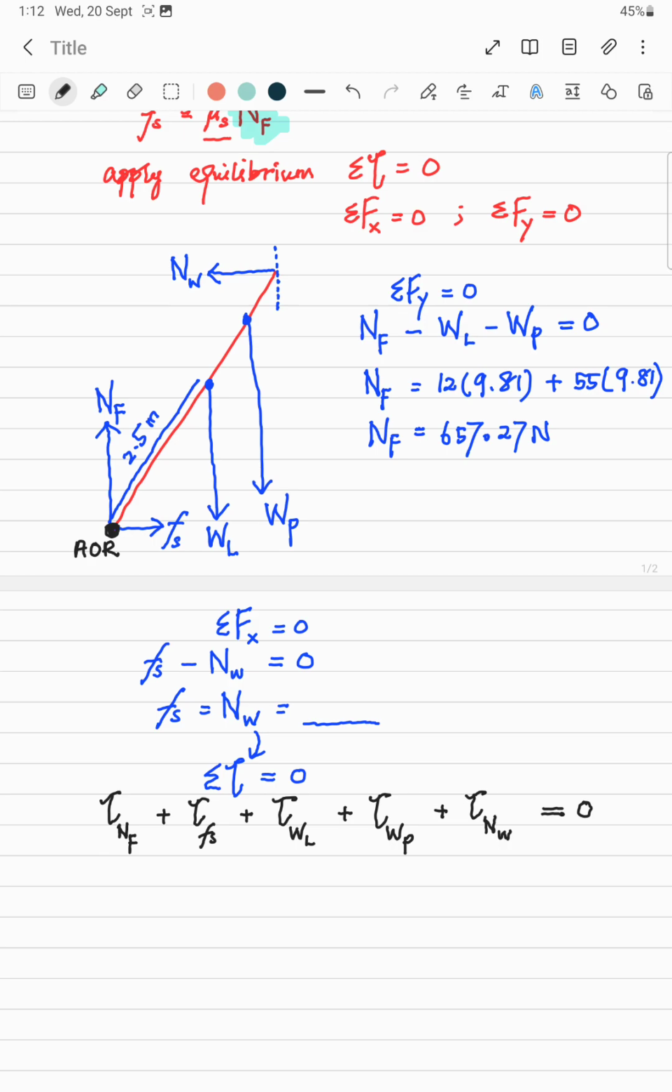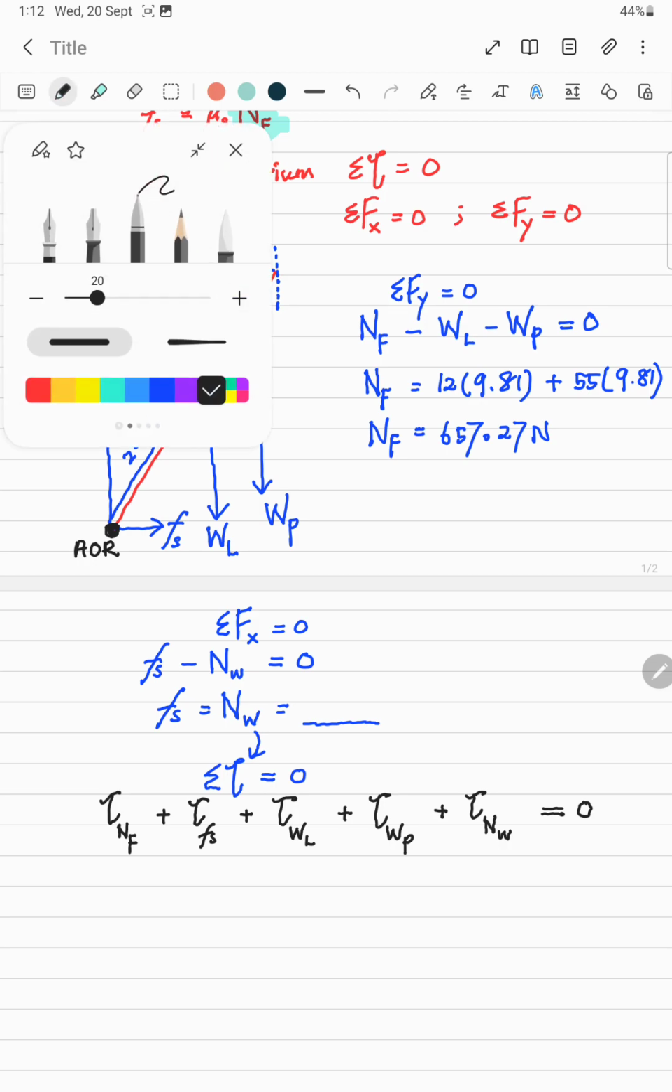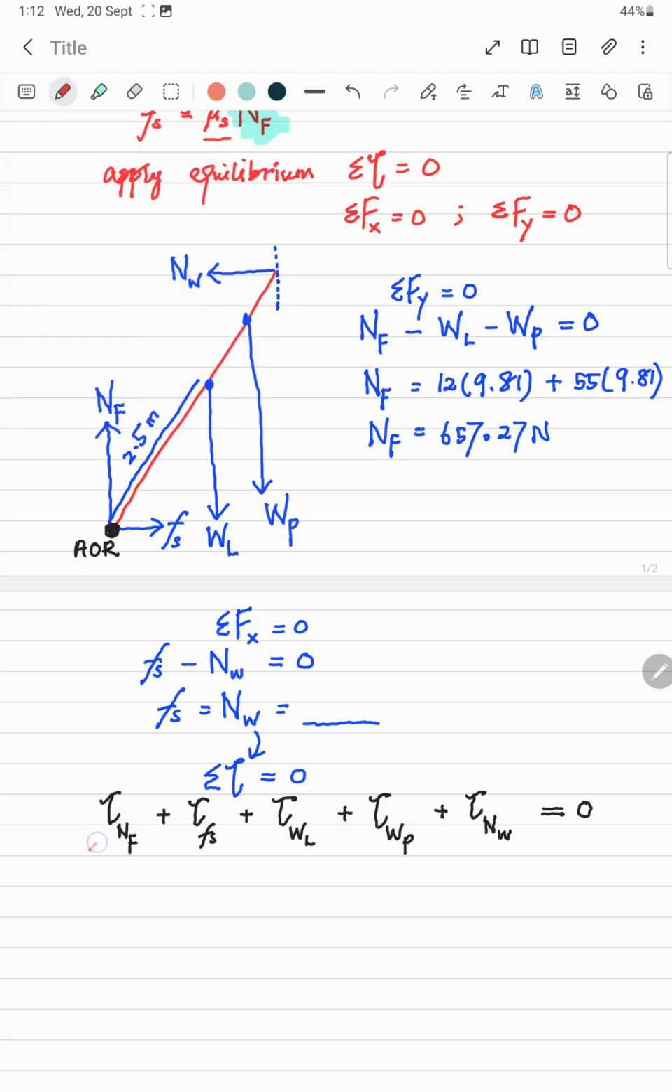Since the normal force exerted by the floor and also the friction pass through the axis of rotation, for these two forces there will be no distance from the axis of rotation. So there will be no torque produced by the normal force exerted by the floor, and no torque produced by the friction force. Why? Because both of them are at the axis of rotation. There is no distance from the axis of rotation.